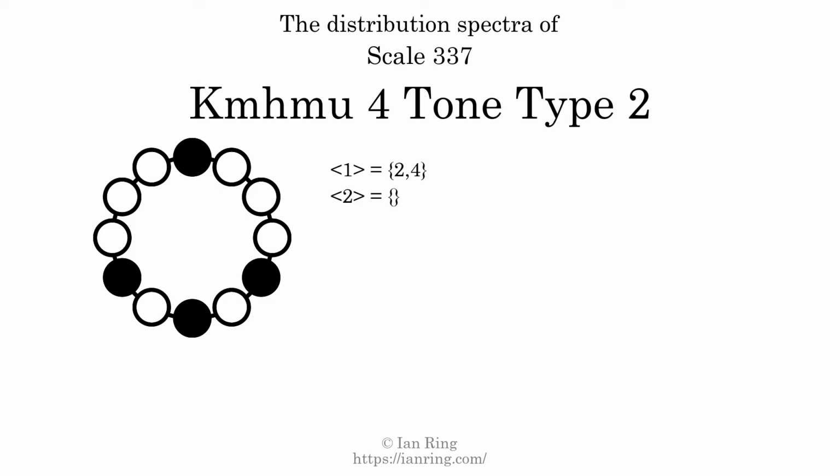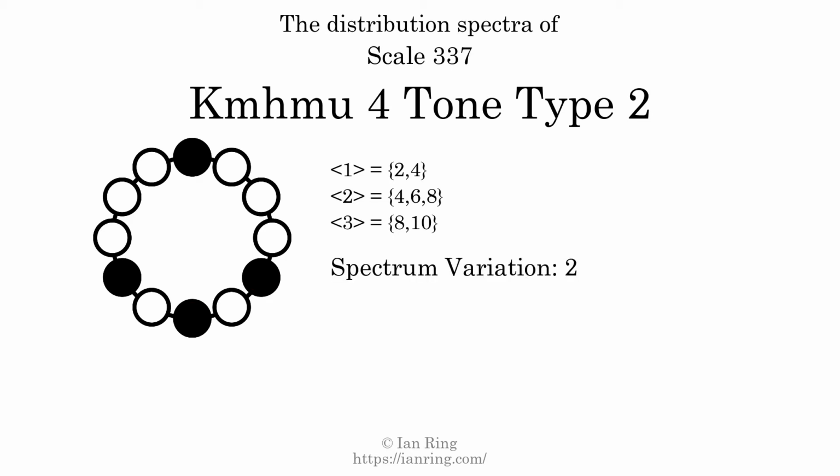The generic interval of 2 scale steps comes in 3 different specific interval sizes: 4 semitones, 6 semitones, and 8 semitones. The spectrum width of this generic interval is 4. The generic interval of 3 scale steps comes in 2 different specific interval sizes: 8 semitones and 10 semitones. The spectrum width of this generic interval is 2.